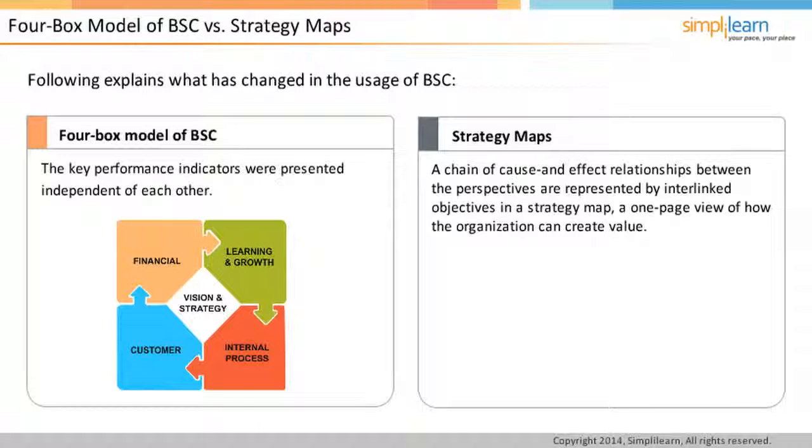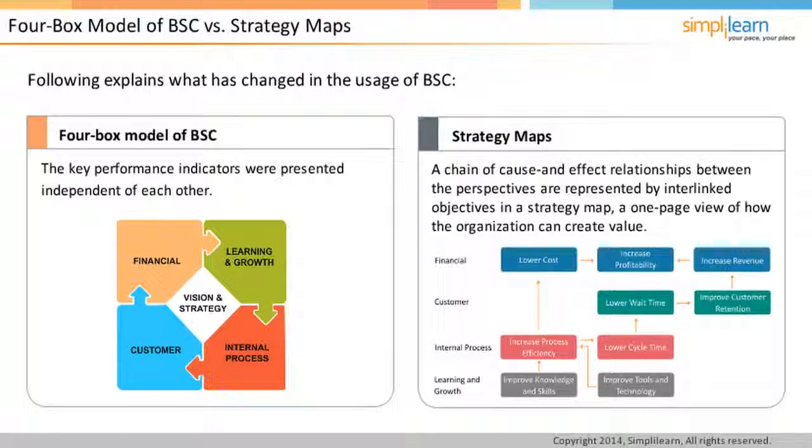The function of a strategy map is to outline what the organization wants to accomplish and how it plans to accomplish it. The strategy map is a one-page view of how the organization can create value. For example, financial success is dependent on giving customers what they want, which in turn depends on the internal processes and learning and growth at an individual level. In the next screen, we will look at the impact of the balanced scorecard on the organization.